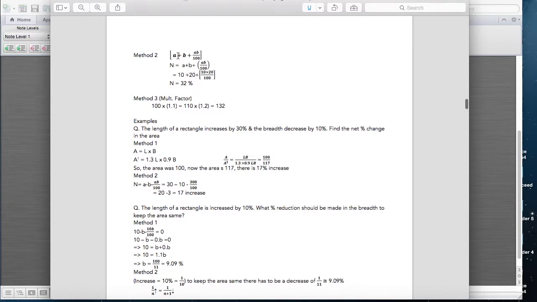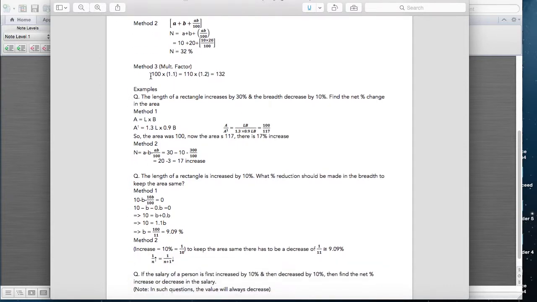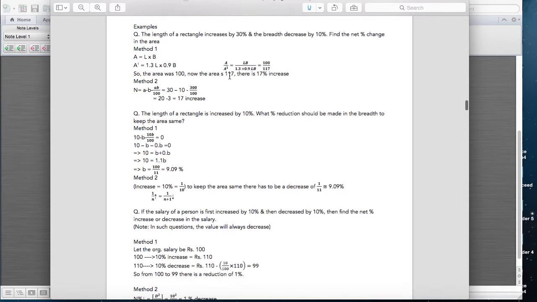We know the formula a plus b plus ab by 100, so we can use it. So 10% increase plus 20% increase plus 10 into 20 upon 100, which gives us 32%. Or we can assume the value to be 100. We increase it by 10%, then we increase it by 20%, the result is 32%.